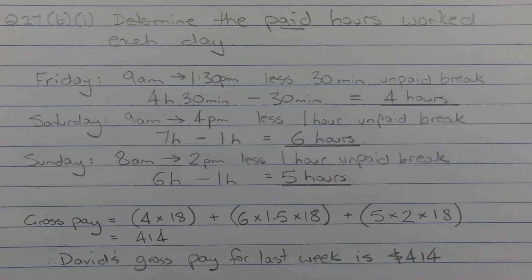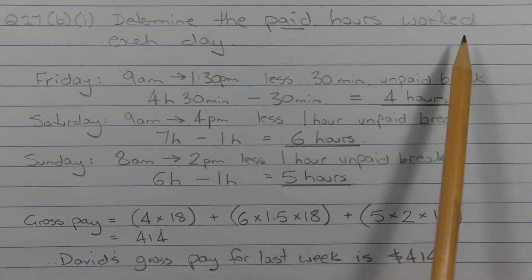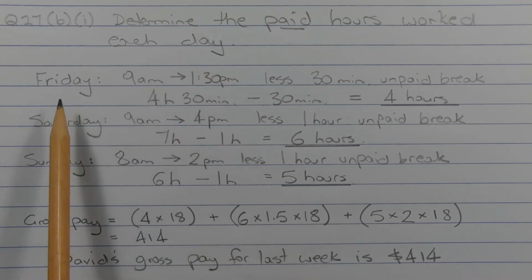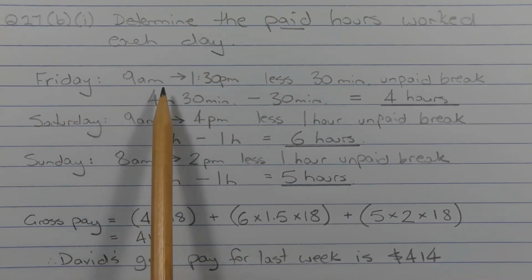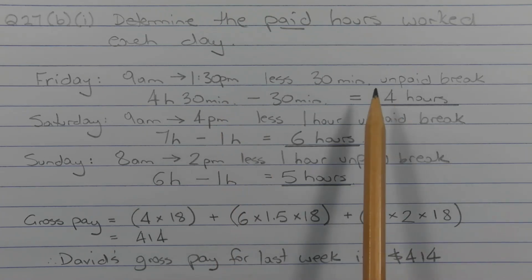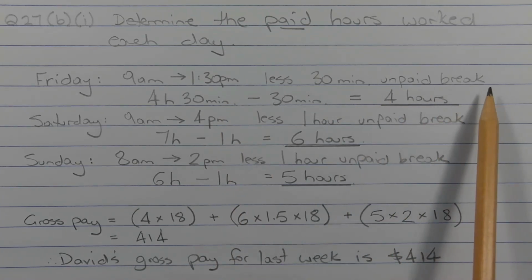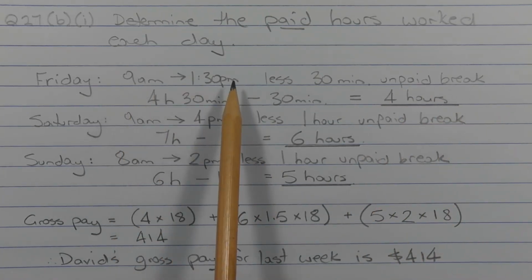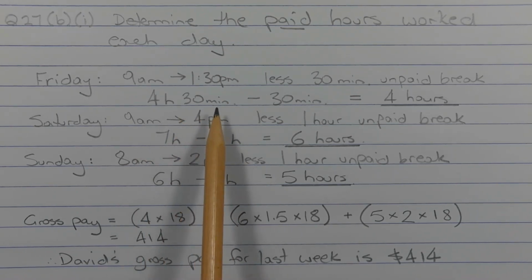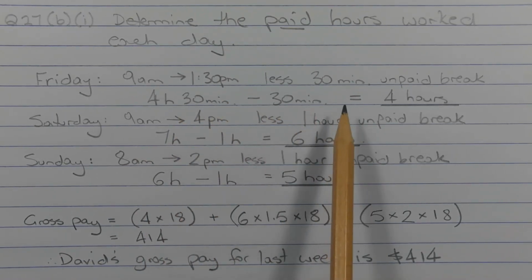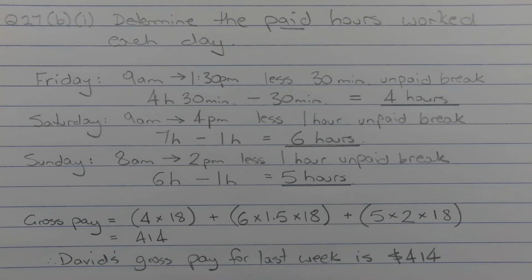The first thing to do is to determine the paid hours that David worked each day. Now on Friday, David worked from 9 a.m. to 1:30 p.m. and took a 30-minute unpaid break. So from 9 a.m. to 1:30 p.m. is 4 hours and 30 minutes. Take away 30 minutes and that equals 4 hours of paid work.